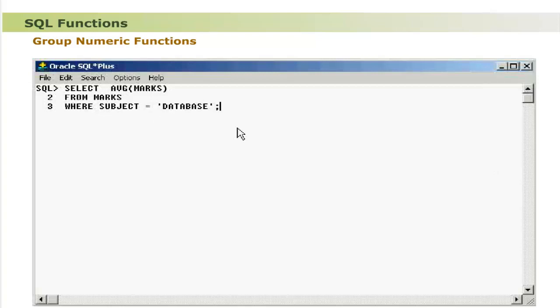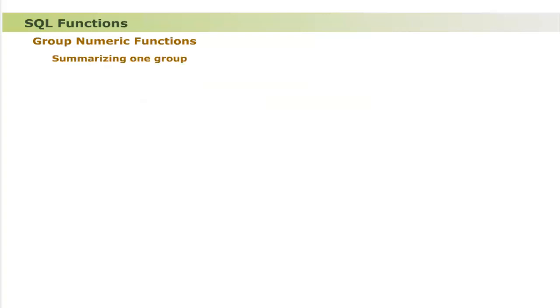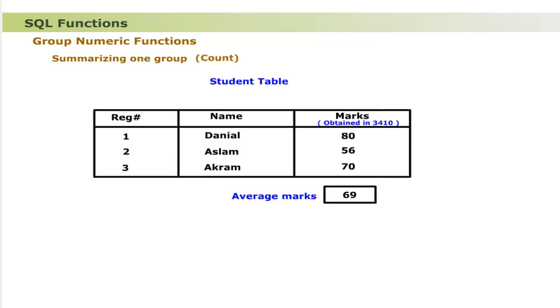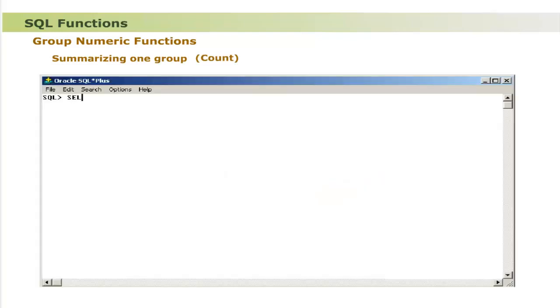The output of this command is. Dear learners, here are few commonly used group numeric functions. Count. It is used to count number of non-null rows. The select command that uses function count is. The output of this command is.